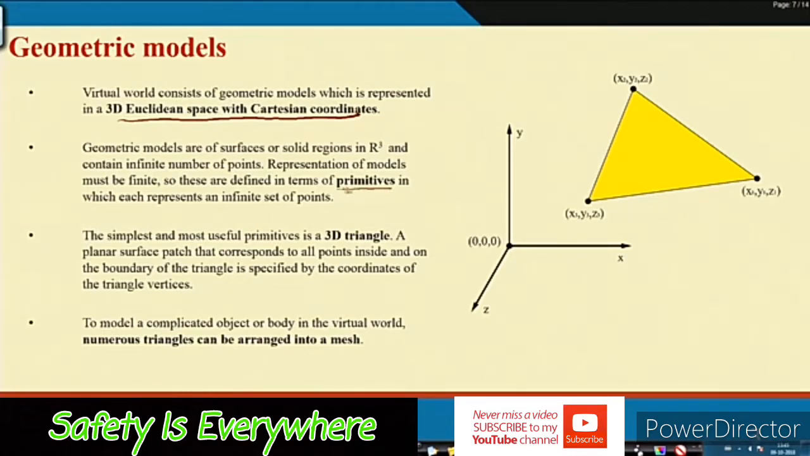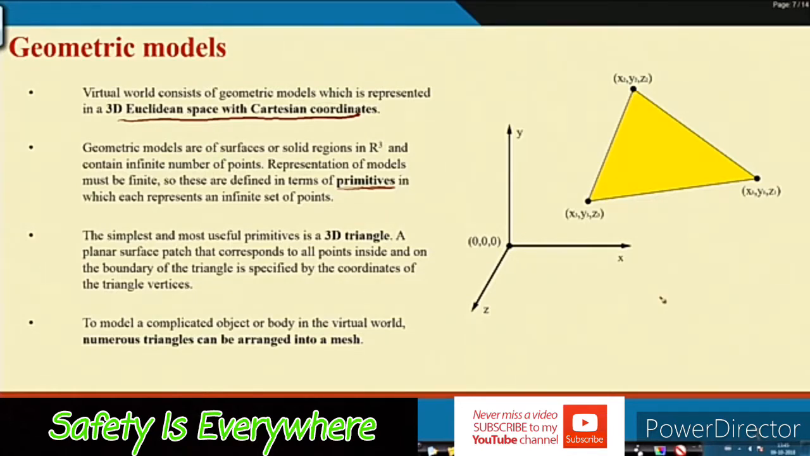This primitive means the small computation program which is very much essential to develop any 3D models or any 3D modeling software; primitives are very essential. The simplest and most useful primitive is a 3D triangle, a planar surface patch that corresponds to all points inside and on the boundary of the triangle, specified by the coordinates of the triangle vertices.